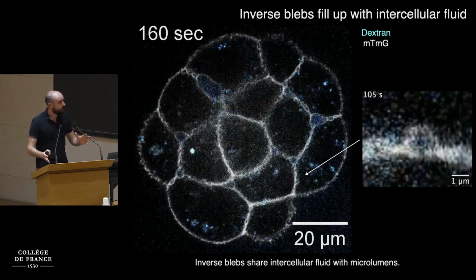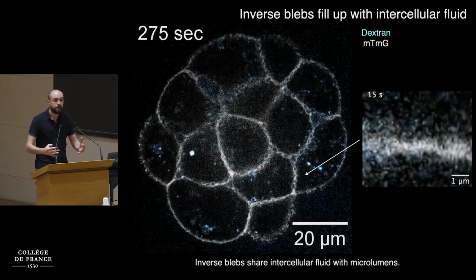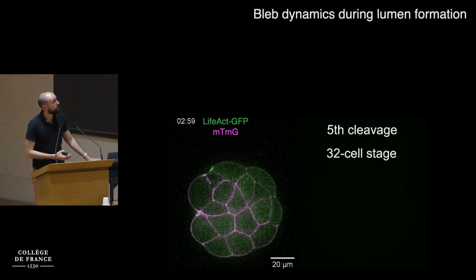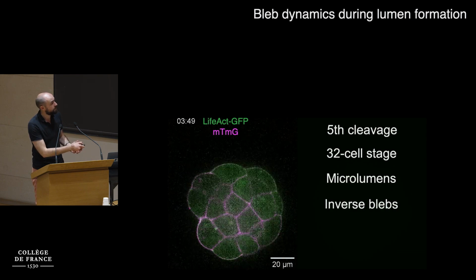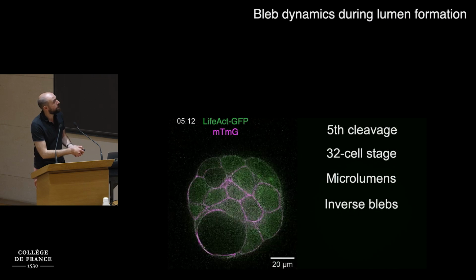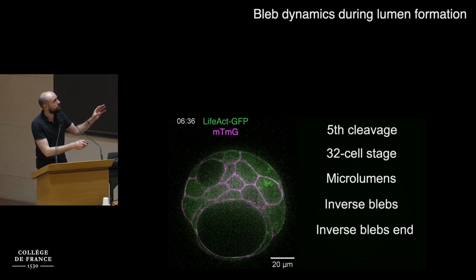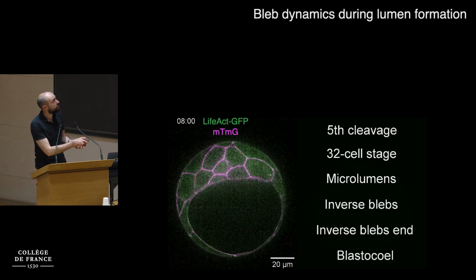To try to understand how those two types of water pockets would coexist at different timescales, we did a different kind of imaging, where we image the embryo every minute. This is enough time to see the flashes of the inverse blebs. You see there are hundreds of them. And we can also detect the formation of those microlumens. The movie is a bit small here, so you might not be able to spot them, but believe me, we can actually spot them in this kind of movie.